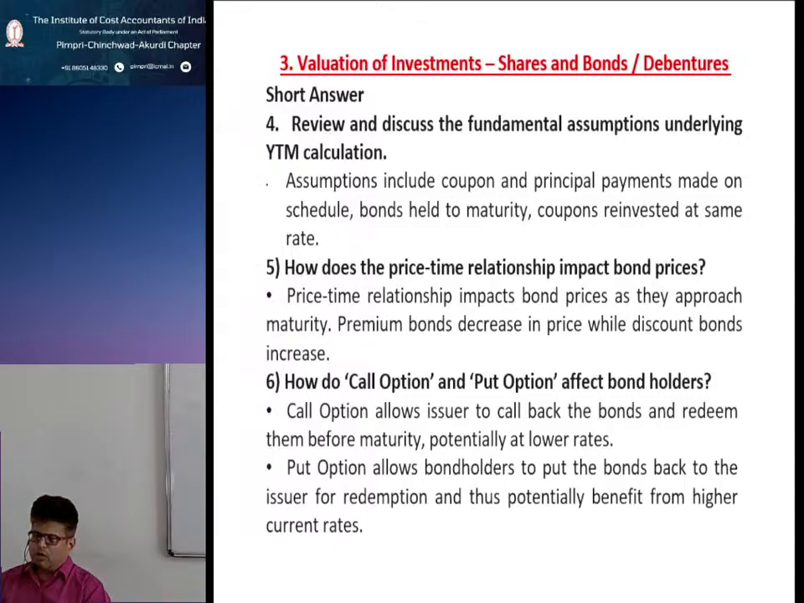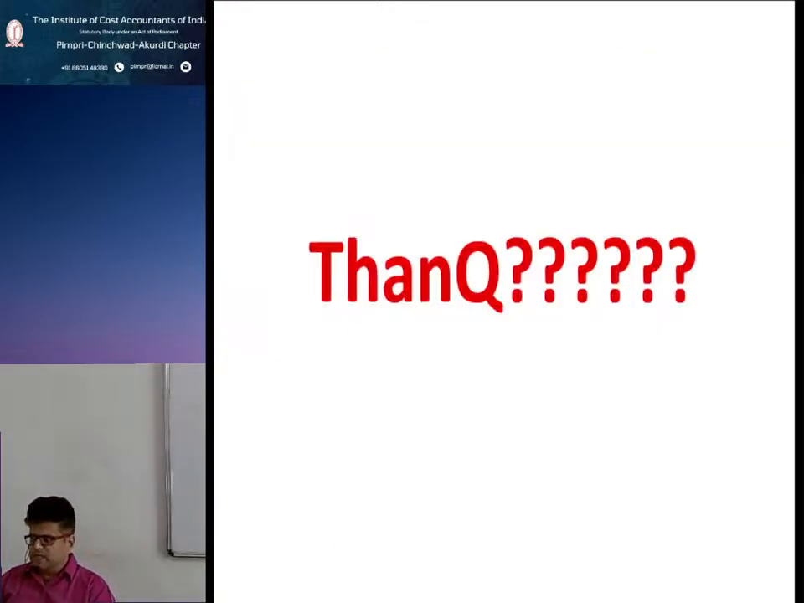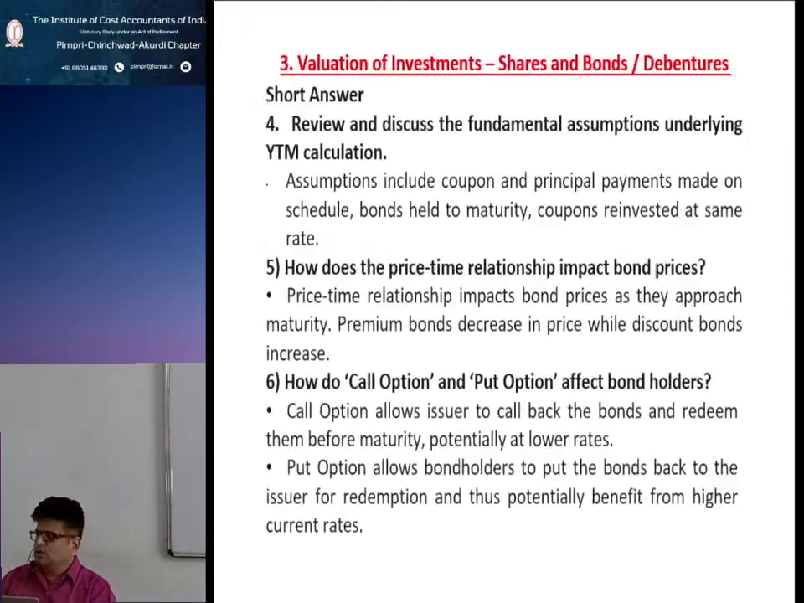And how do call and put options affect bondholders? A call option allows the issuer to call back the bonds and redeem them before maturity, potentially at lower rates, and a put option allows bondholders to put the bonds back to the issuer for redemption and thus potentially benefit from higher current rates. So with this we end the chapter, and typically conclude the session also.